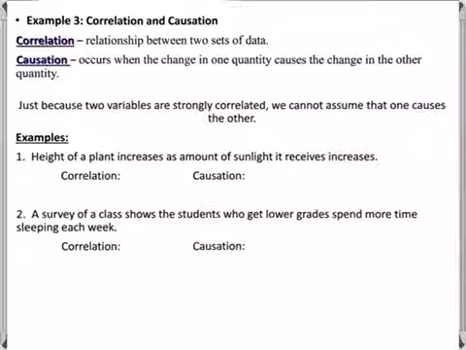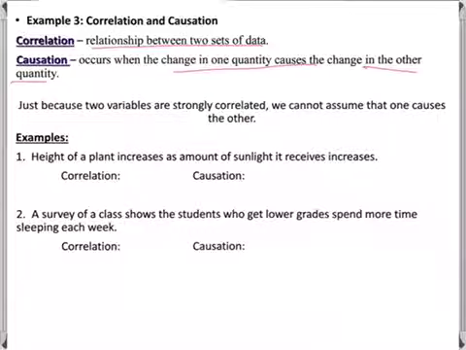So here we're talking about correlation and causation. Correlation talks about the relationship between two sets of data, where causation occurs when the change in one quantity causes a change in the other, so one causes the other. Just because two variables are strongly correlated, we cannot assume that one causes the other.